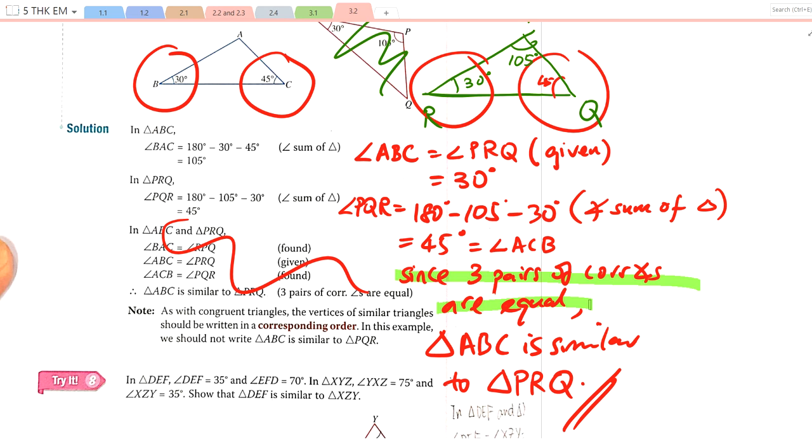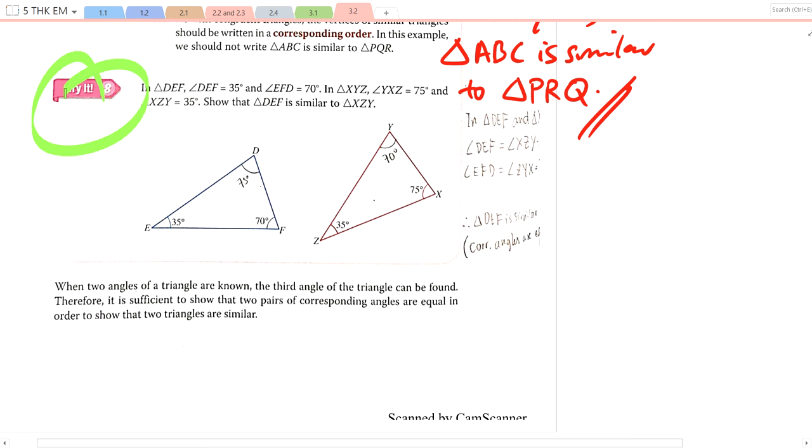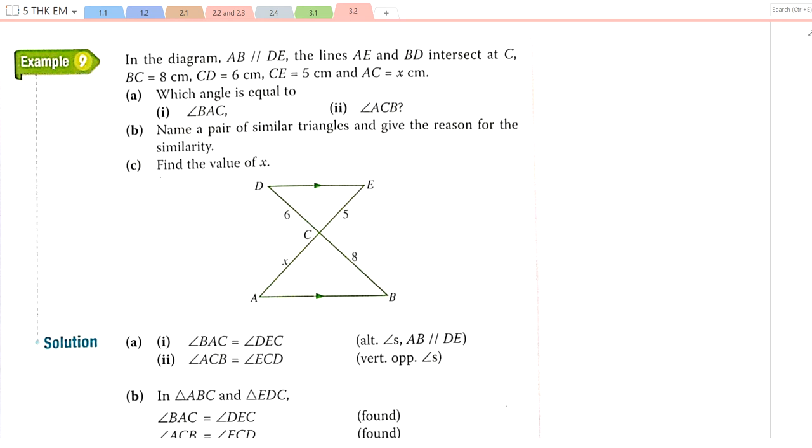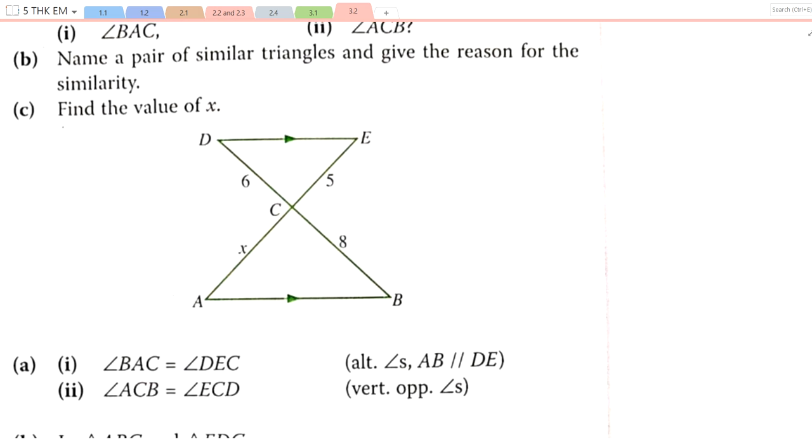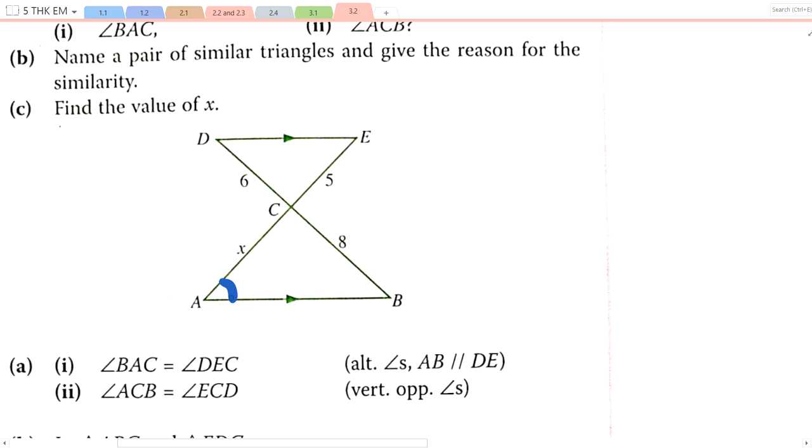Shall we try one example? Try it 8. Okay, this one over here. Do it yourself. Okay, I've got parallel lines. They intersect at C. The lengths are given 6, 5, X, and 8. Which angle is equal to BAC? So BAC is over here. Which angle do you think is equal to this?